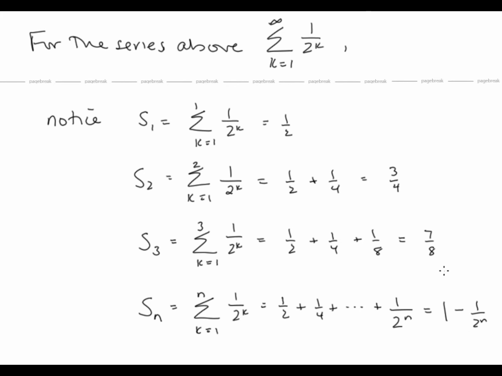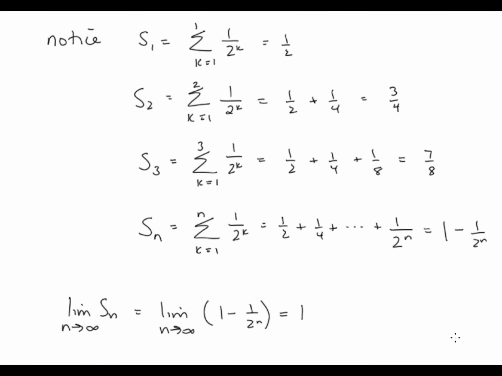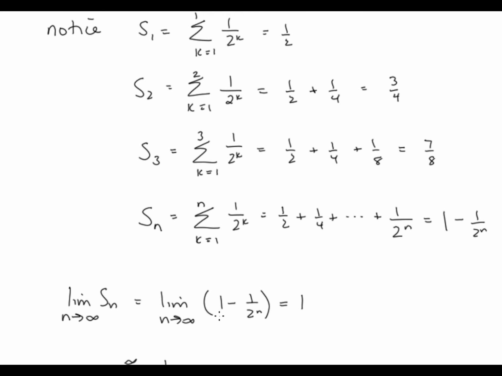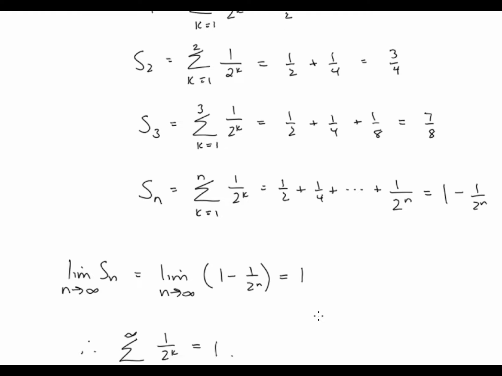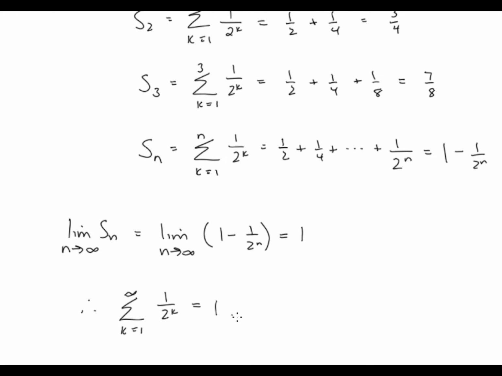And in general, we can see that the nth partial sum is going to be 1 minus 1 over 2 to the n. This is 1 minus 1/8. This is 1 minus 1/4. This is 1 minus 1/2. So in general, we have 1 minus 1 over 2 to the n. And we can see that as n goes to infinity, 1 over 2 to the n goes to 0, and so this limit is equal to 1. So our series converges to 1.